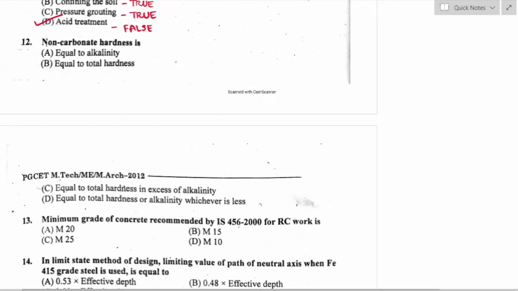Non-carbonate hardness. Non-carbonate hardness is the hardness which is caused due to chlorides of calcium and magnesium and sulfates of calcium and magnesium. Non-carbonate hardness is also called permanent hardness as it can be removed only through chemical methods. Carbonate hardness will be equal to total hardness in excess of alkalinity.